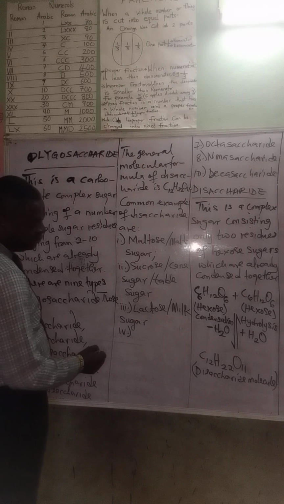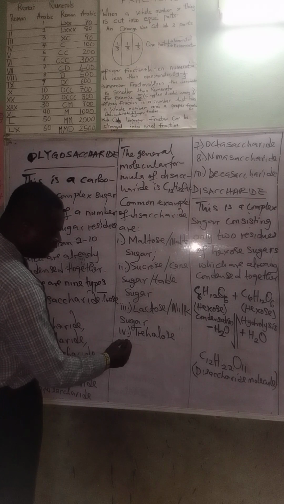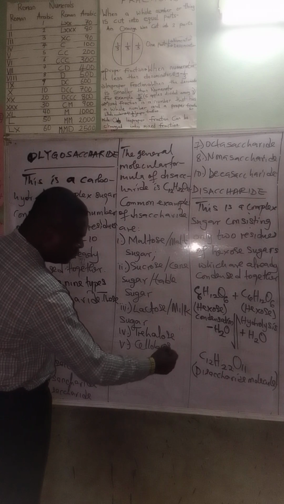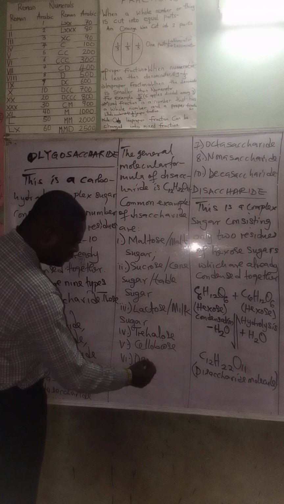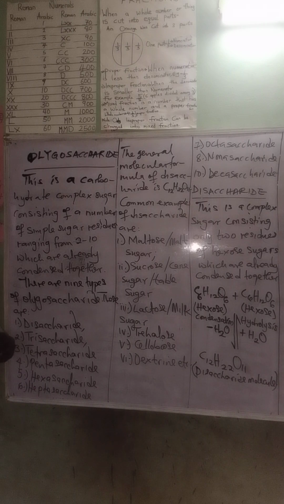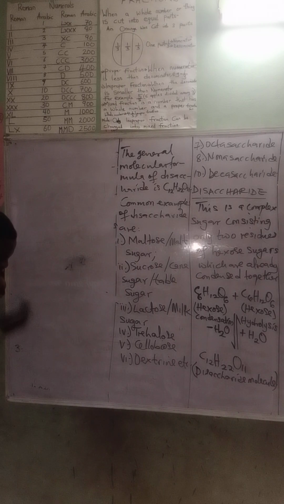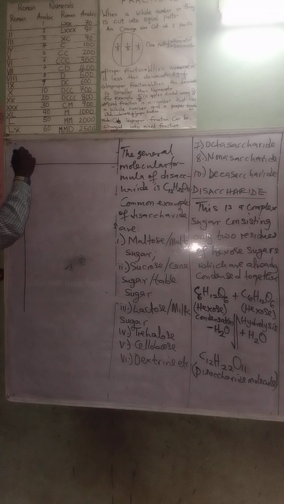Then the next ones to talk about, we have what we call trehalose, then cellobiose. We have dextrins, and so on and so forth. But the ones that are common to secondary school are these three: maltose, sucrose, and what? Lactose. Now let's look at something here. Let's look at this table. Serial number, disaccharide, name of disaccharide.